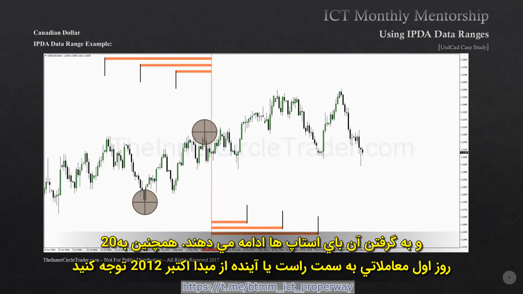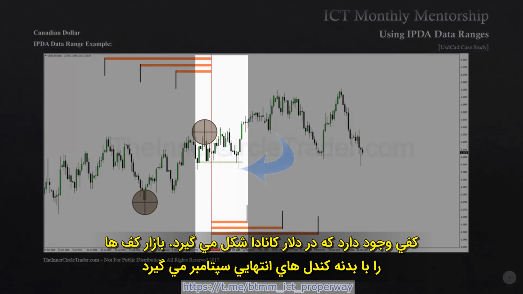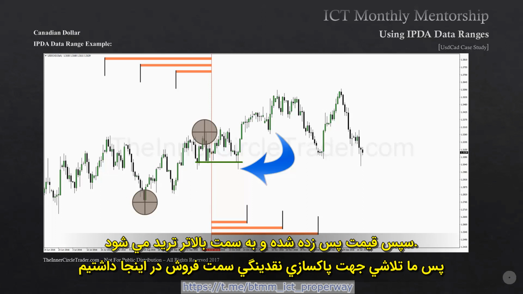Notice also in the first 20 trading days to the right, or in the future from October 2016, there's a low that forms in the Canadian dollar. It takes the lows out in the form of the bodies of the candles made in the last portion of September. Then there was a rejection and it trades higher. So we had one attempt here to clear out the sell side liquidity.